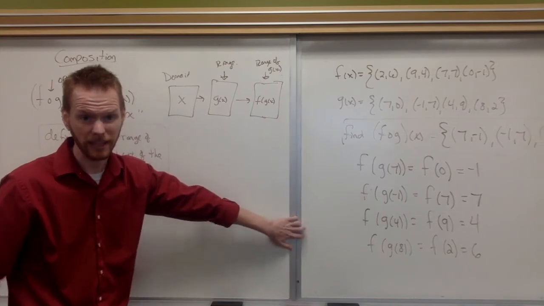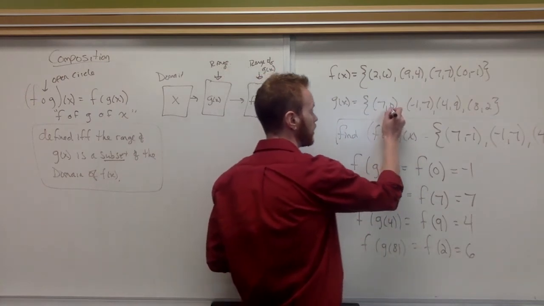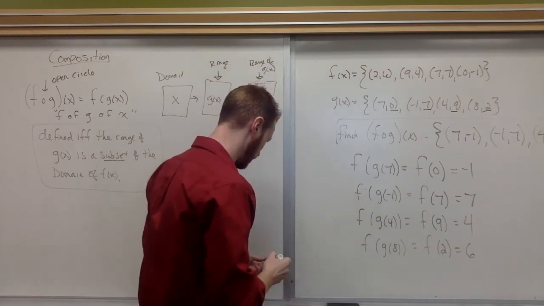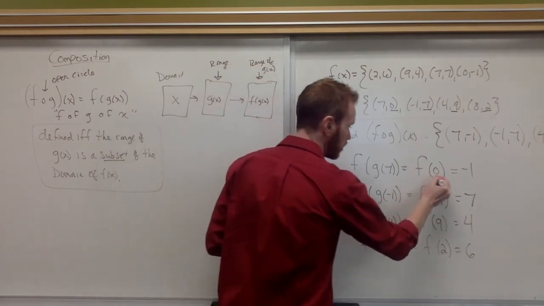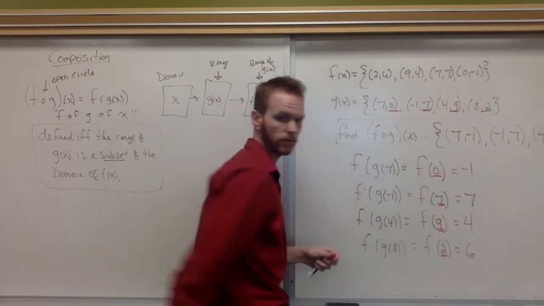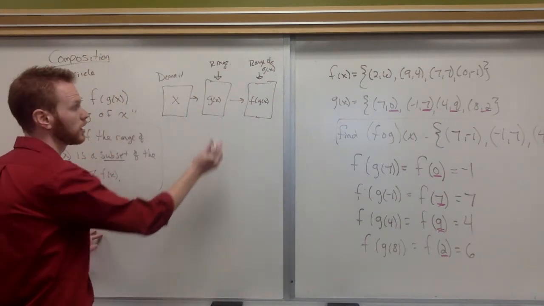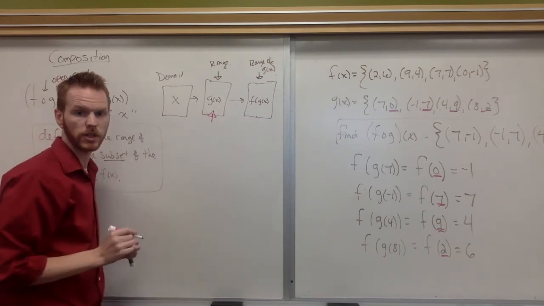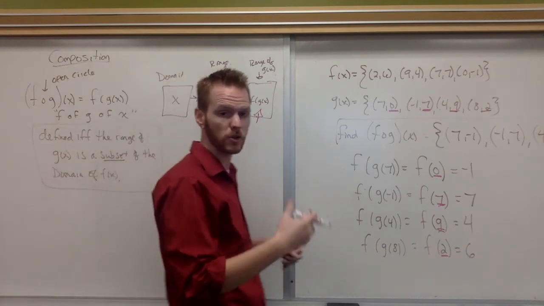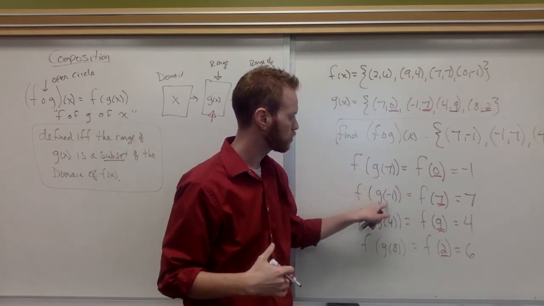Now let's make an inference. All of the range values for this guy, for g, became the input values for f, right? That's what we discovered. Now look back at this guy over here. The outputs for g became the domain of f. Yeah, it did, right? Remember, domain is what are your input values? My input values that I plugged in for f was what came out of g.